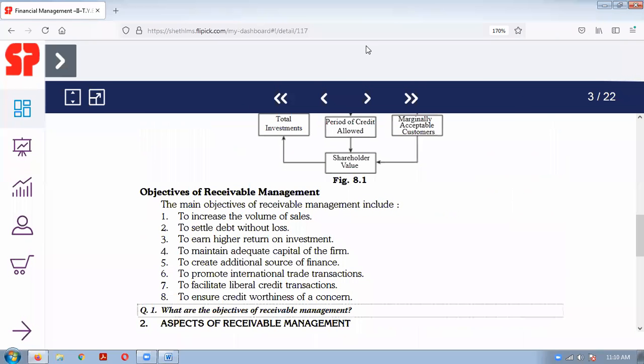Okay. So now, what are the objectives of receivable management? See, the first objective is to increase the sales. This will be the first objective of any business. First, we should increase the volume of sales. If you are giving on credit, your volume will increase. Then second, you should monitor that you are settling that debt without any loss. Then to earn a higher return on investment. Just now we have seen, because of the concept of opportunity cost, you have to apply interest also.